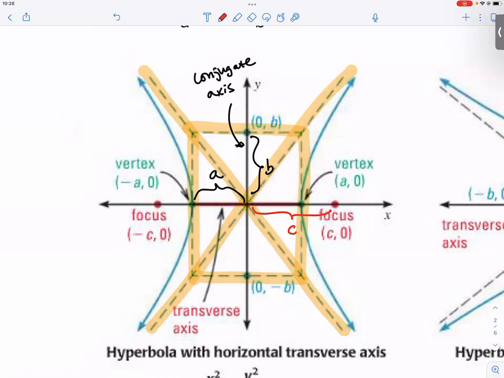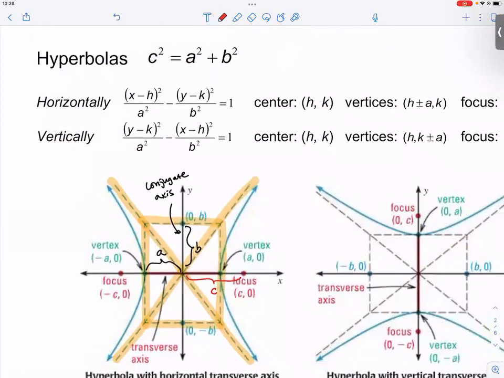And among A, B, and C, which one seems the longest? C seems the longest, and that's why the relationship between A, B, and C is now A squared plus B squared equals C squared. It's an addition, not a subtraction, because C in this case is the longest.